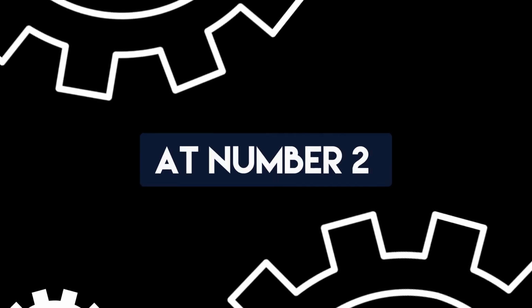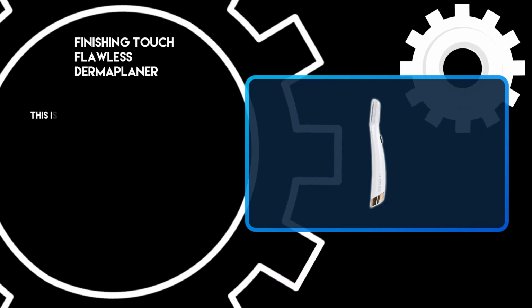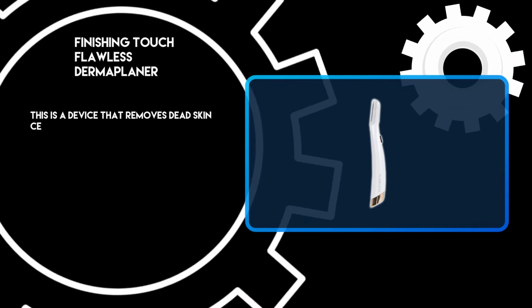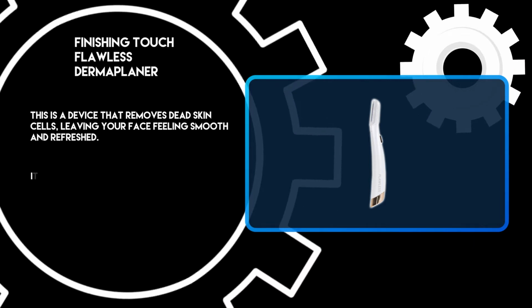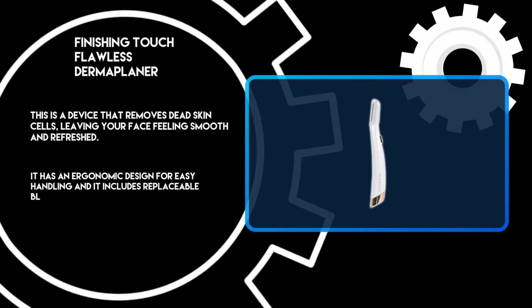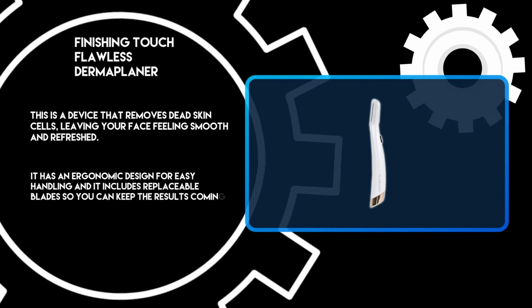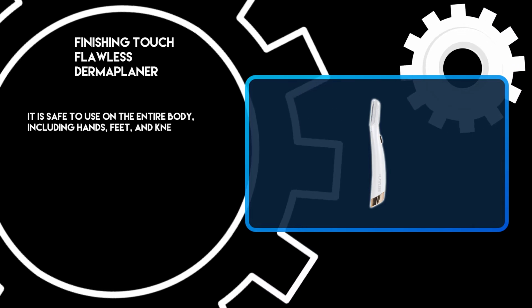At number 2, Finishing Touch Flawless Dermaplaner. This is a device that removes dead skin cells, leaving your face feeling smooth and refreshed. It has an ergonomic design for easy handling, and it includes replaceable blades so you can keep the results coming. It is safe to use on the entire body, including hands, feet, and knees.